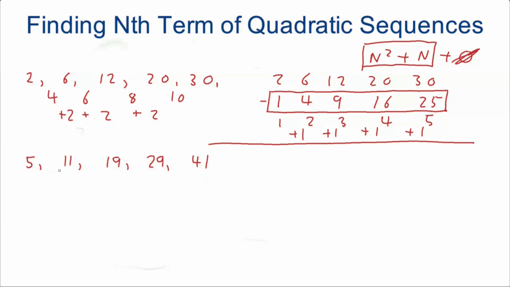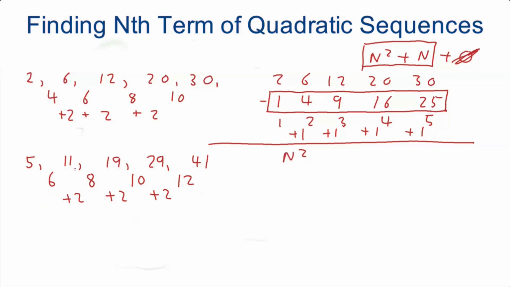5 to 11 is 6. 11 to 19 is 8. 19 to 29 is 10. 29 to 41 is 12. So the second difference is going to be 2. Again, +2, +2. Okay, so that's that. So we know we're going to end up with n squared.